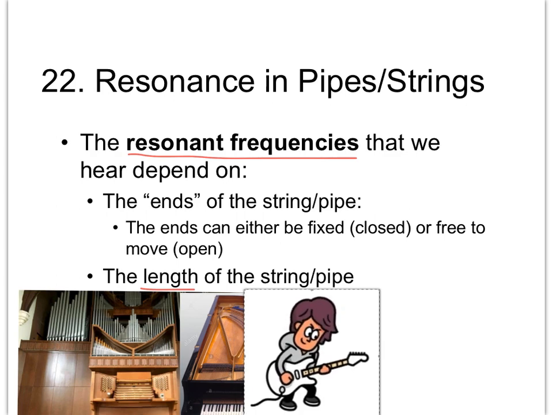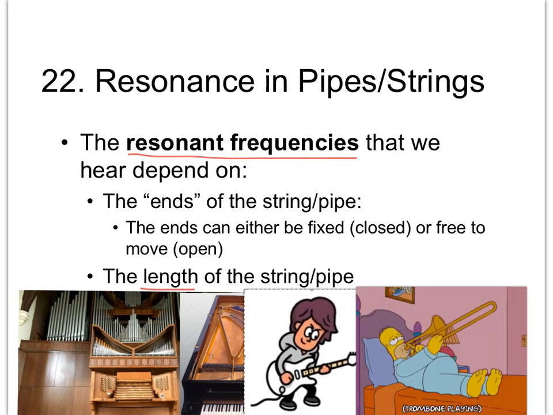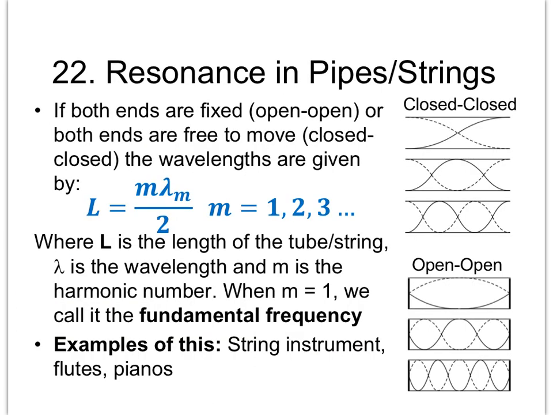A trombone's a great example. Moving it in or out changes the length of the pipe itself, and that changes the note. So the length of the string or the pipe is a really big factor in which note you actually play. And when we're talking about full musical instruments, that's the thing that allows us to play all the different notes. All right, so we've already talked about how both the ends of the string or pipe along with the length are what ultimately dictates what standing waves are created and what resonant frequencies we hear.